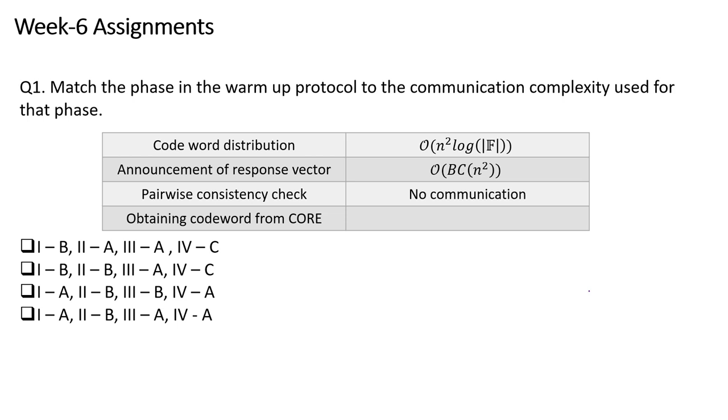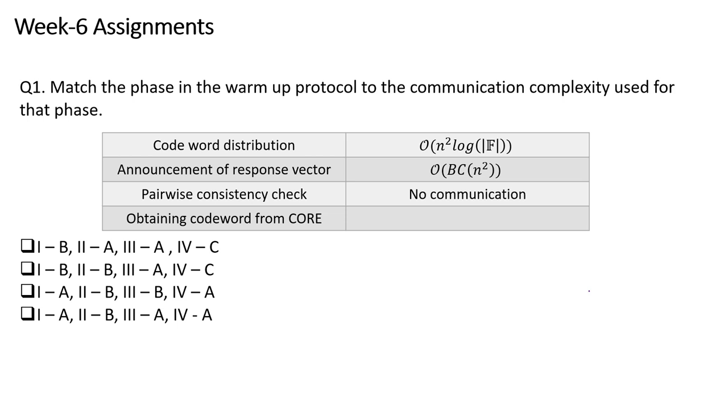Next option is announcement of response vector. Now this one also we saw that there are n number of parties, and each party has a bit vector of length n. So a total of n square bits needs to be communicated or needs to be broadcast. So for that purpose we use the reliable broadcast protocol for a single bit, and this is getting used for n square number of times for n square bits.